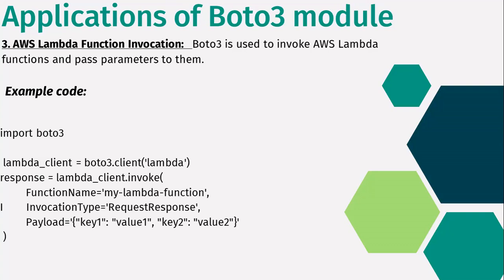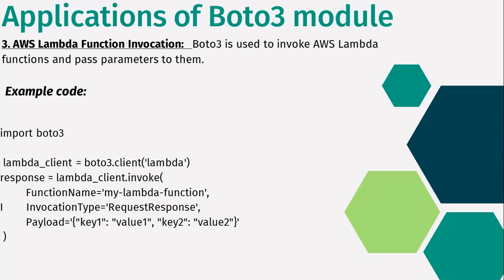InvocationType specifies the invocation type, meaning the Lambda function will be invoked synchronously and the response will be returned, for which we have to enter some values like key 1, value 1, key 2, value 2. That is, the payload parameter is used for it. And that comes to an end to our invoke method. After this code is executed, the response variable will contain information about the invocation, such as the status code, function error, and the response payload.